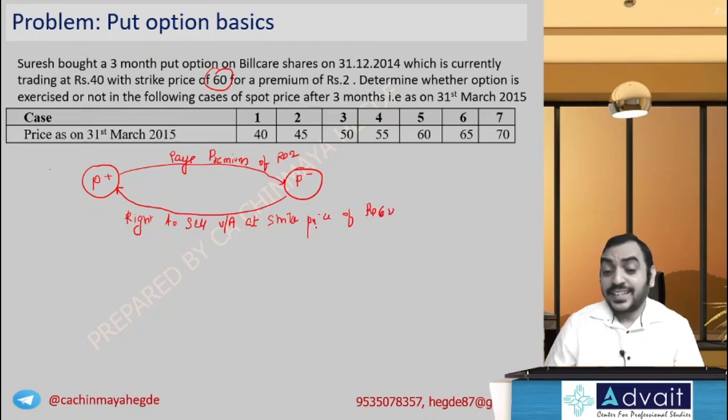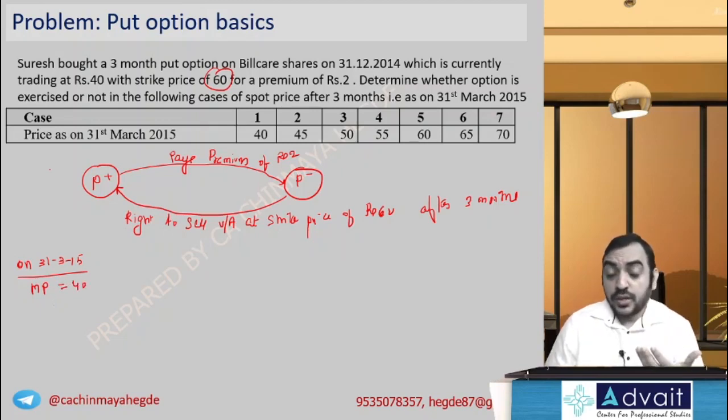And when does he get the right? He will have the right, but when can he exercise? After 3 months, on 31st March 2015. So on expiry on 31st March 2015, if the market price happens to be, let's say, 40 rupees.